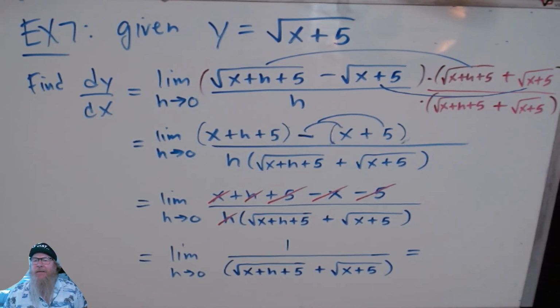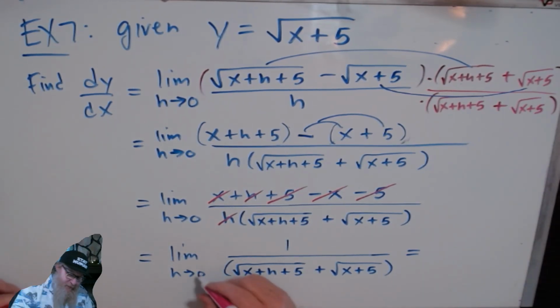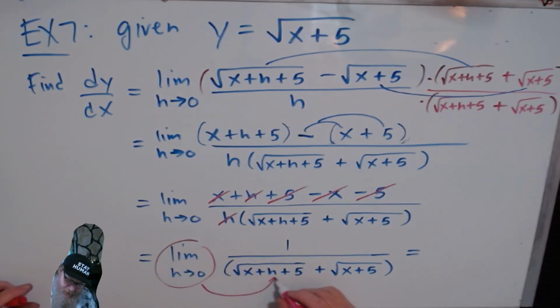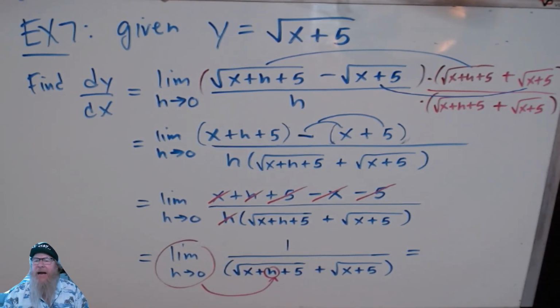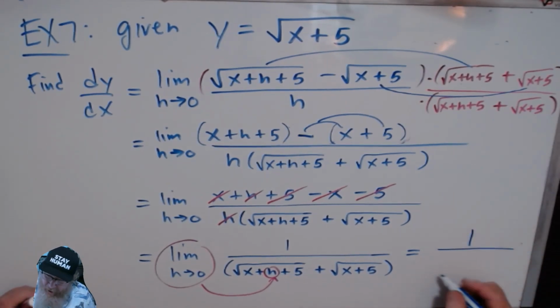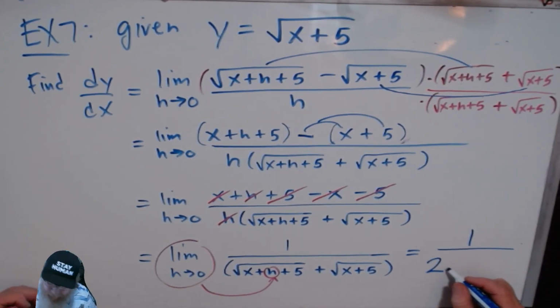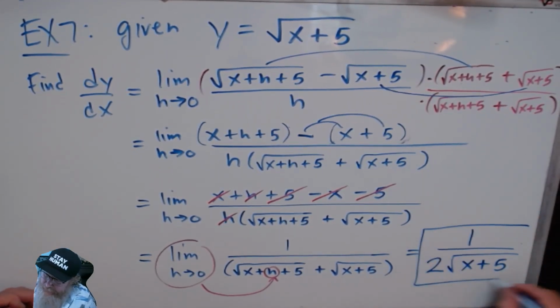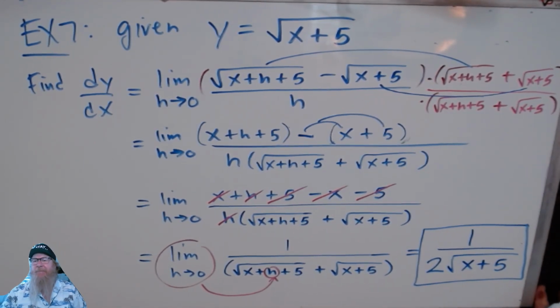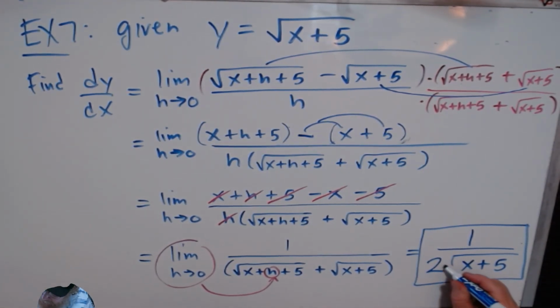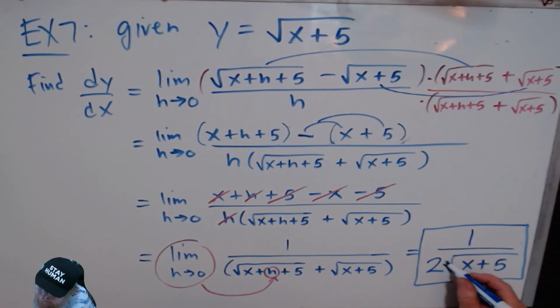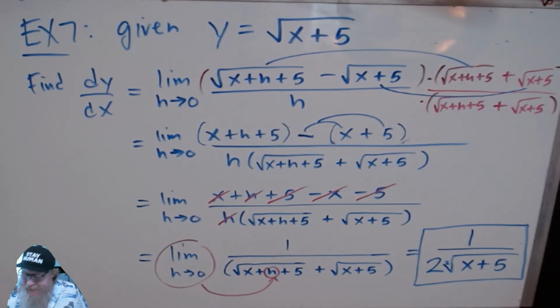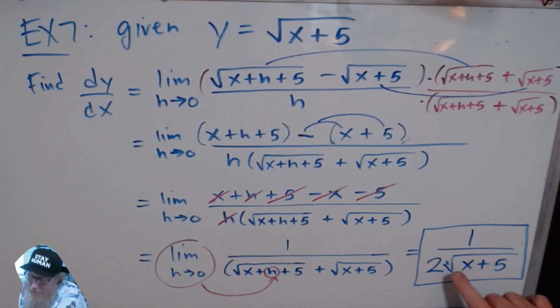Right. And now let's take the limit, the limit as h approaches 0. Now you can go ahead and plug in 0 for h. And you're going to get 1 over 2 times the square root of x plus 5. And again, it's a big 2. It's not a little 2. It's not an index of 2. Well, there actually is an index of 2. It's right in here in that little crook of the square root. I don't know if you can see that.